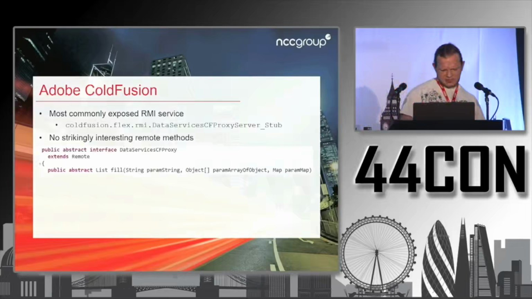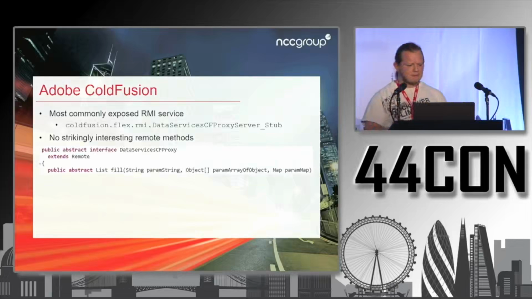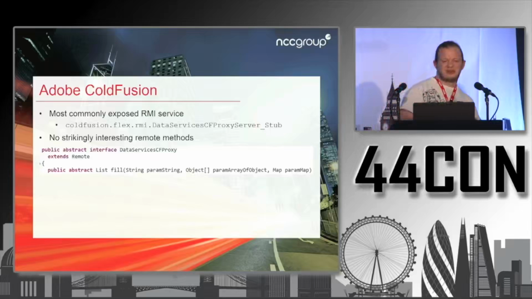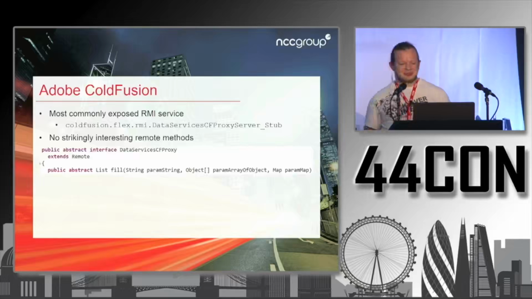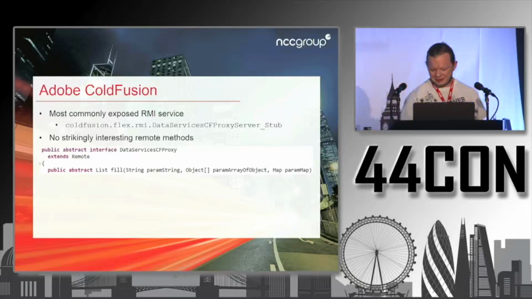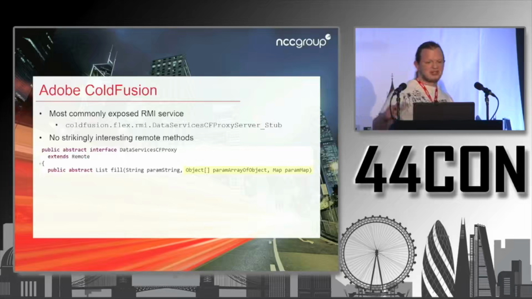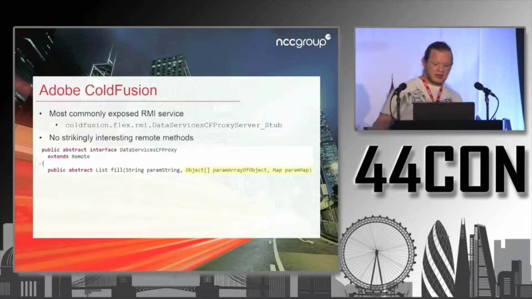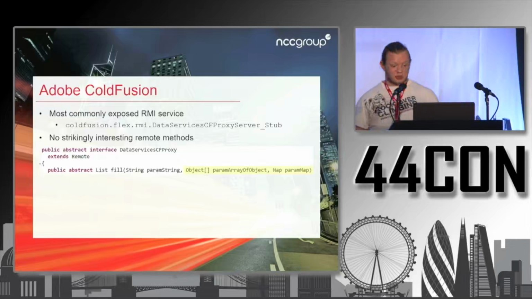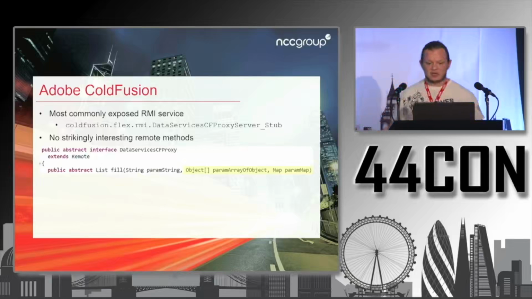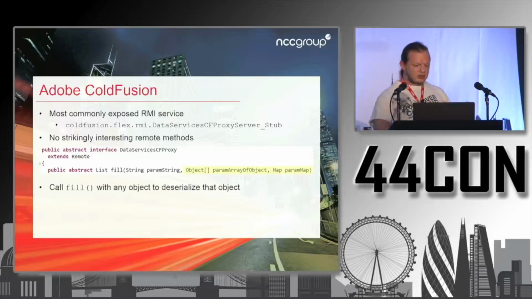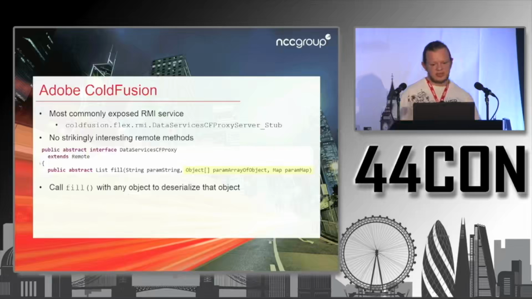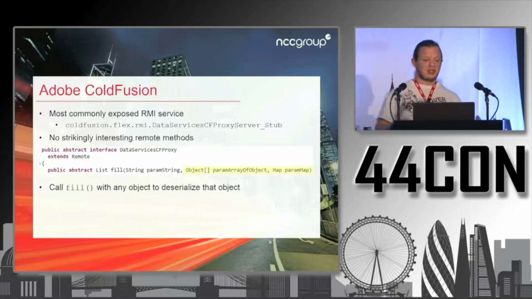But then I noticed this. Now those that are familiar with deserialization attacks should notice the issue there. We can pass any object we like as a parameter to this method. In either of the last two parameters, one's an array of objects, one's a map which can contain arbitrary objects. So yeah, we call this fill method, and we can have the server deserialize any object we want.